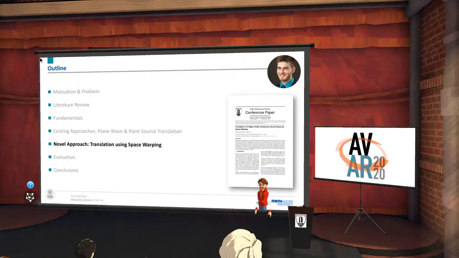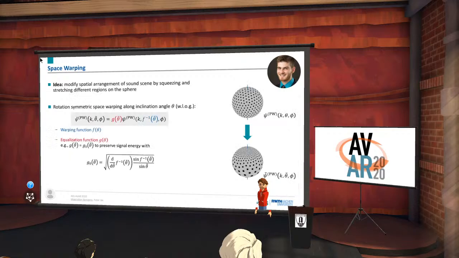So now you know the plane wave and point source translation methods. And now I'm going to introduce our novel approach, which is translation using space warping. So what is space warping?